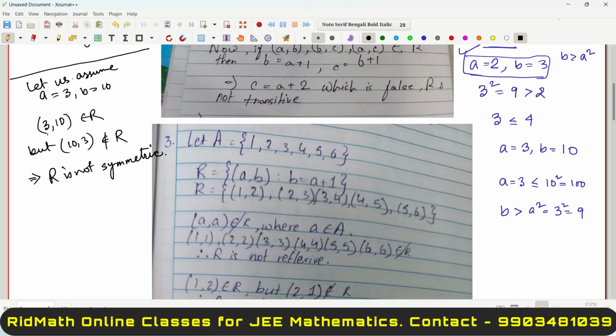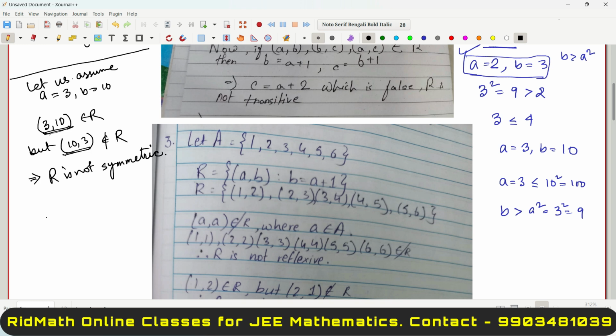Next we have found an element 3 comma 10 which belongs to R, but 10 comma 3 does not belong to R. One example is enough to show that this relation is not symmetric.